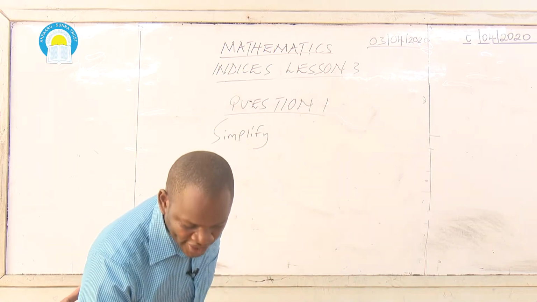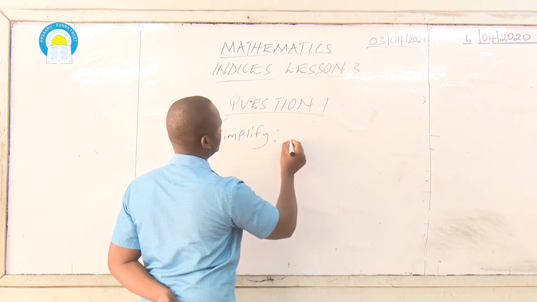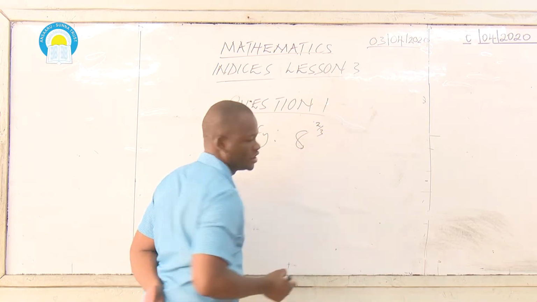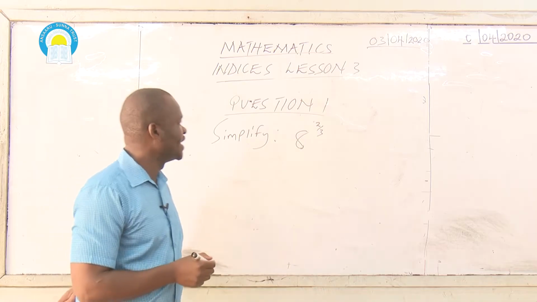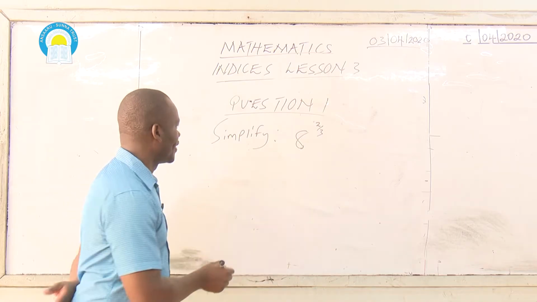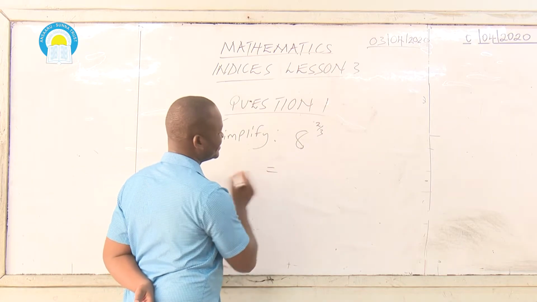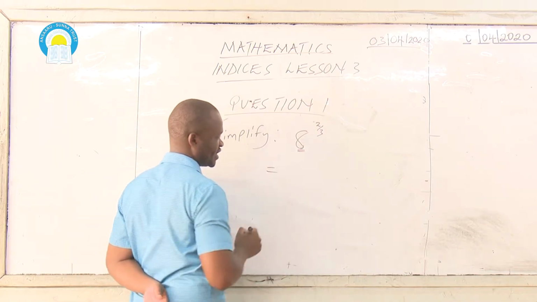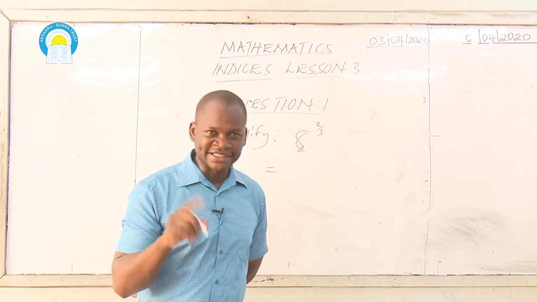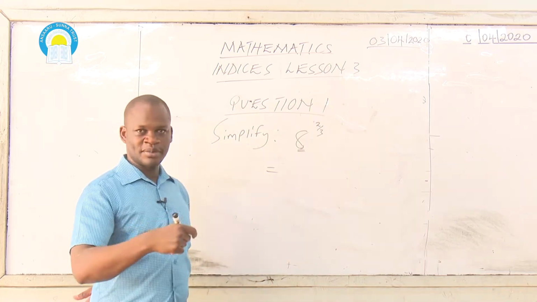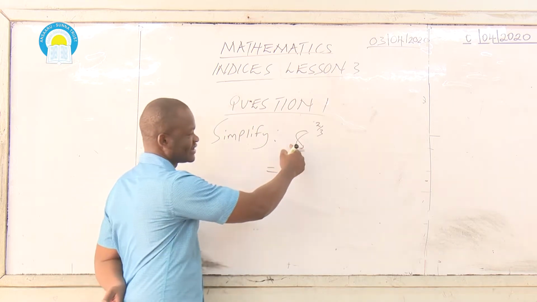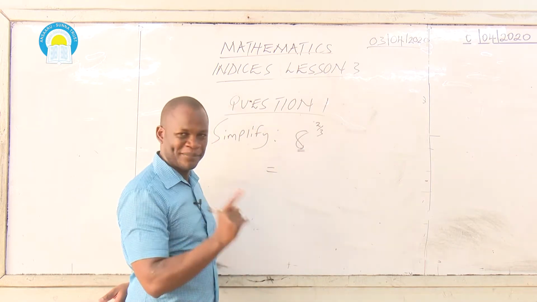Simplify 8 to power 2/3. So how do you simplify 8 power 2/3? Of course, I gave the easy option. The easy option would be to consider 8 and write 8 in terms of what? In index form, of course choosing an appropriate base. In this case, the appropriate base will be base 2.